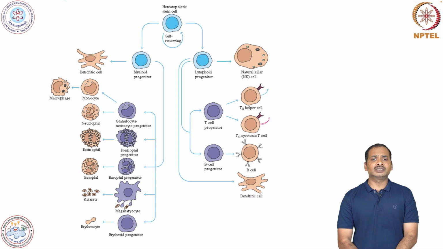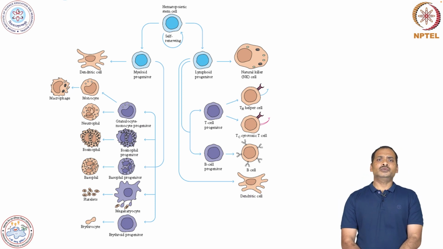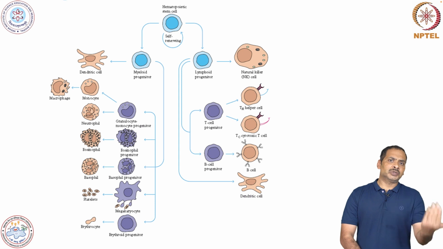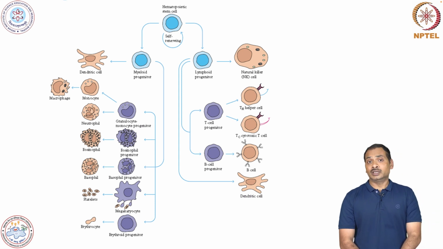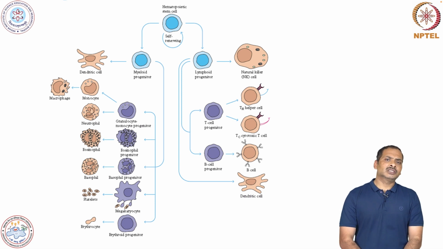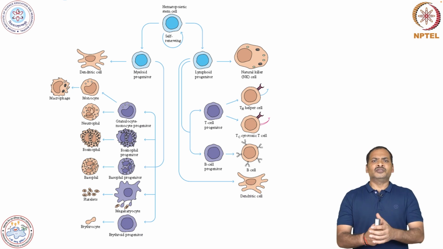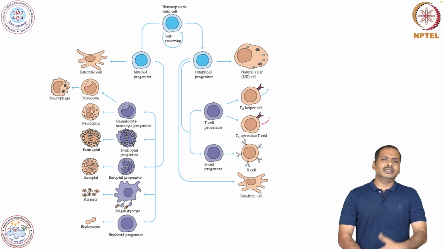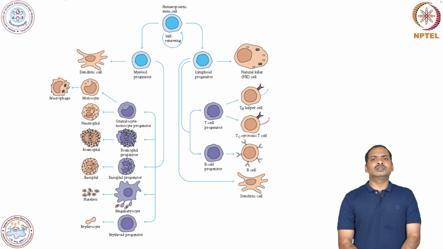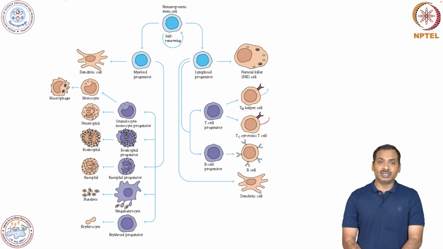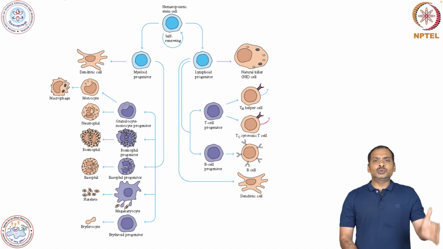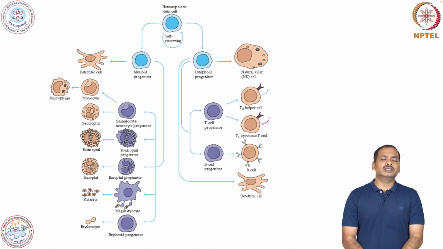Another lineage is the lymphoid lineage, okay, which is a precursor for the lymphocytes. Okay. And this lymphoid lineage results in the differentiation of T cells, B cells. Okay. And this can also result in the formation of natural killer cells, which play a very important role in virus infection. Okay. So, in this way all these blood cells are formed.